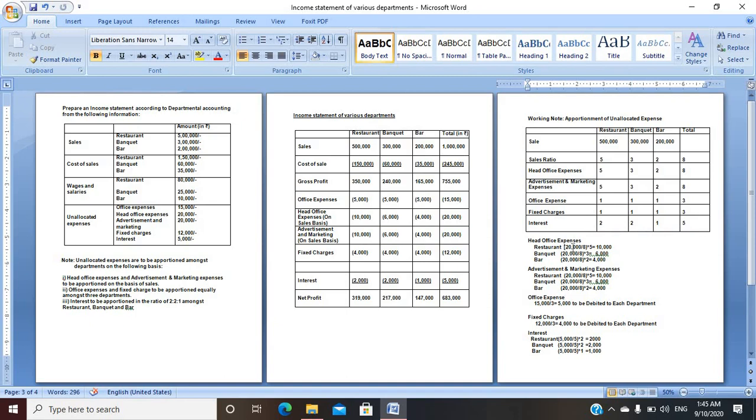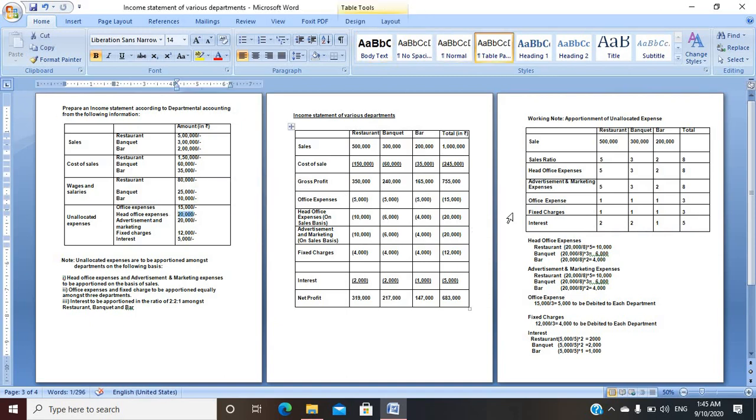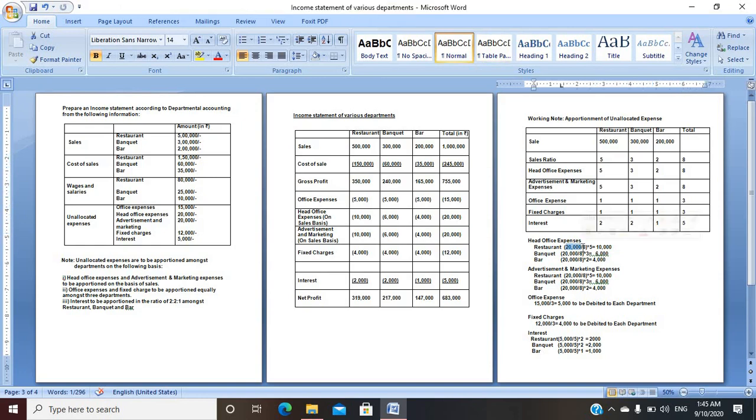Head office expenses, 20,000, is the amount taken here, right? And I divide head office expenses 5 by 3 by 2, that is here 5, 3 and 2. Total is 8. So 20,000 divided by 8, that is the total, into 5 gives me 10,000. 20,000 divided by 8 into 3 gives me 6,000. 20,000 divided by 8 into 2 gives me 4,000.